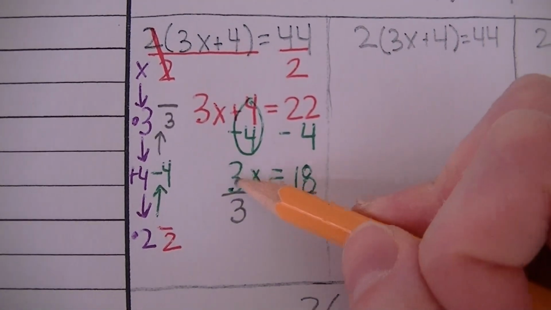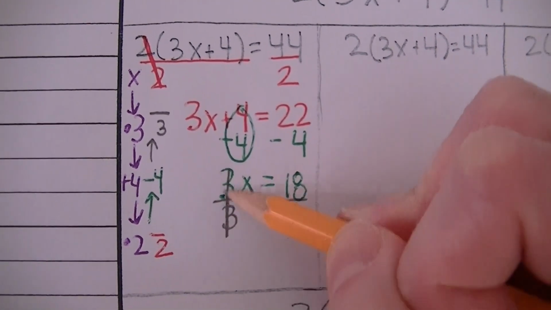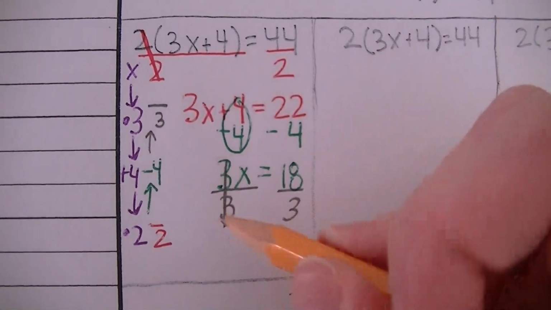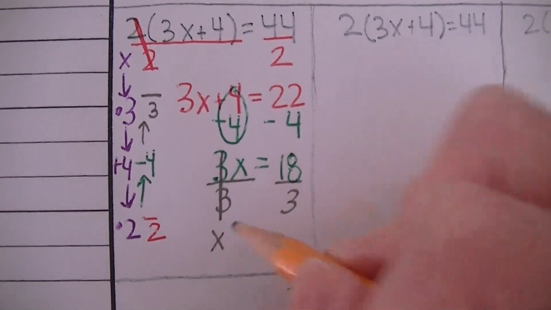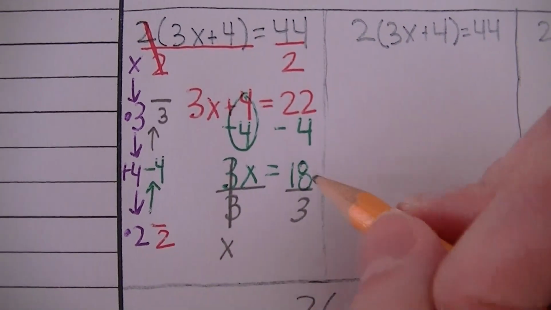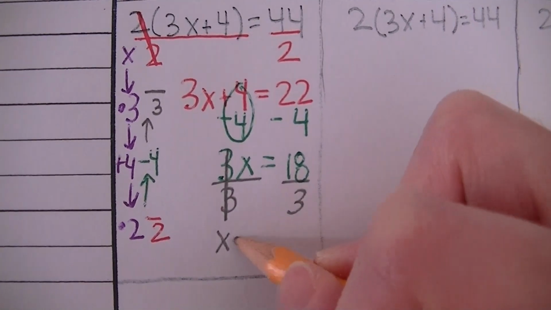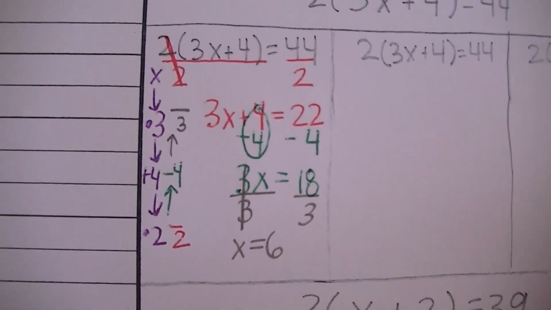Okay, I see right here you have 3 divided by 3, and that's 1. 1 multiplied by x is just 1x. Or there's 1x right there. 18 divided by 3 is 6. Okay?